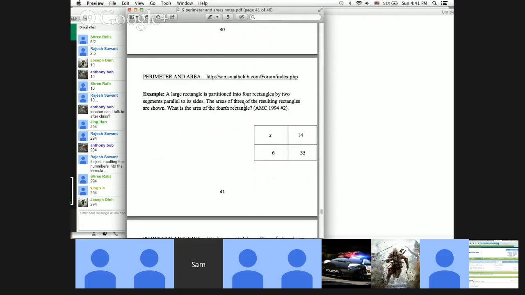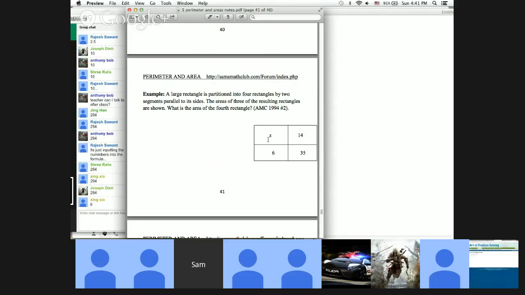Okay, so for example, AMC used this in 1994. A large rectangle is partitioned into four rectangles by two segments parallel to the sides. It gives you three and asks you what is x. So how about you guys try and solve for x? You can leave it in a fraction if you want.